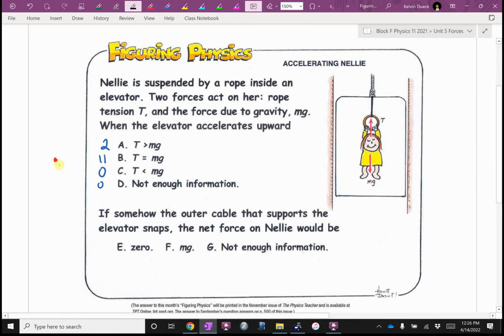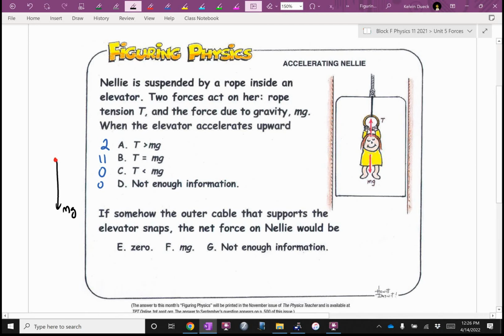Which way? I'm looking for a word that starts with the letter D. Thank you. What else? Well, tension, the question says, the rope. Tension bigger, smaller, or the same size as mg? And how do I know? I'm going to use Newton's laws. Which way is Nellie accelerating?